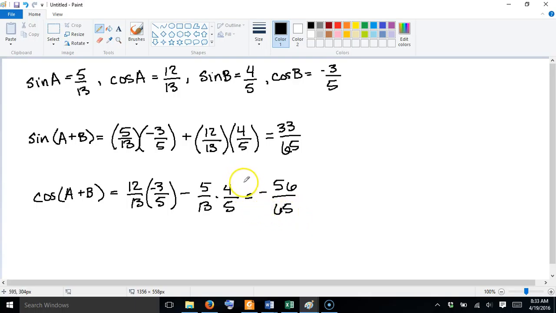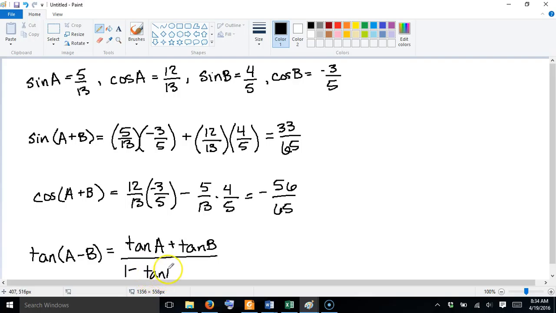Okay, now to use our tangent identity, because we are finding tangent of A minus B, not A plus B, we can't just simply divide these two like we have done before. We are going to use this. We need to know tangent A, tangent B, and we can find those values using our identities. Okay, there, now that's written.